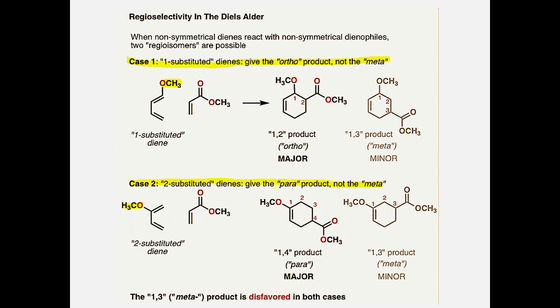Therefore, they give in both the cases the 1,2 or 1,4 product as the major one, and the 1,3 products, the meta products, are only the minor byproducts. So we need to realize the regiochemistry, or the direction, of the Diels-Alder reaction in such cases.